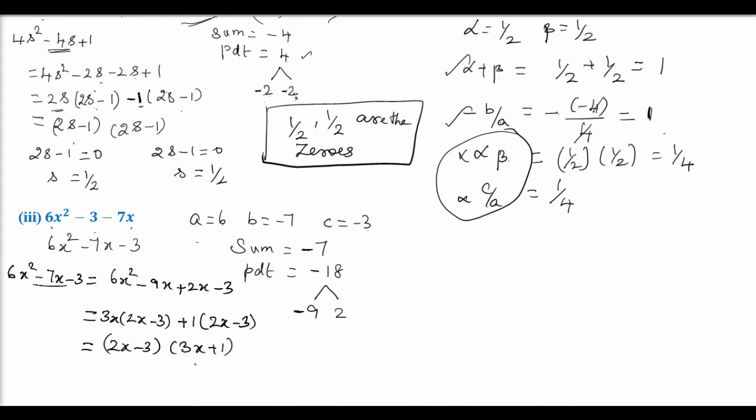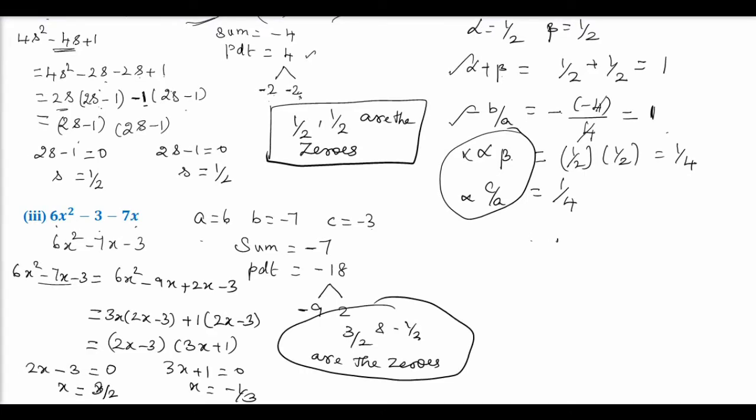Okay, now we have got the two factors. Let's equate them to 0 and get the roots. The first factor is 2x minus 3. Equating it to 0, I get x equal 3 by 2. And the next factor is 3x plus 1. Equating it to 0, I get x equal minus 1 by 3. Thus, 3 by 2 and minus 1 by 3 are the zeros.